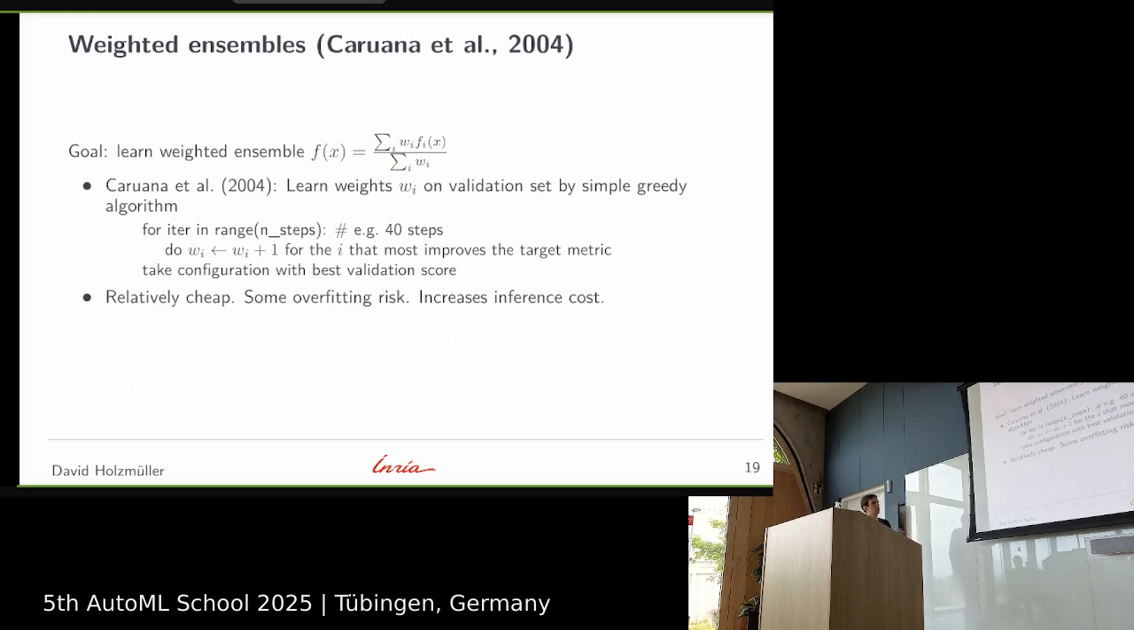For example, I think we use 40 steps for that. And this is relatively cheap. It has some risk of overfitting. It fits more parameters on the validation set than just HPO. But I think its main downside is that it increases the inference cost, because now you need to do inference on more models. But at least because you did this greedy thing, your weights might still be sparse, so you don't have to do inference on all of the models.